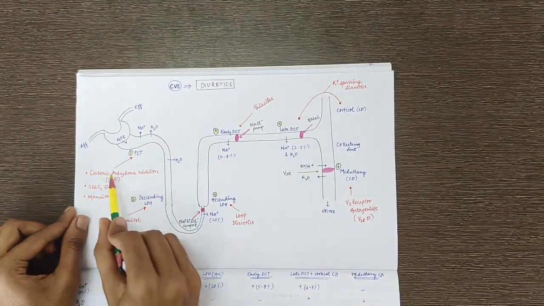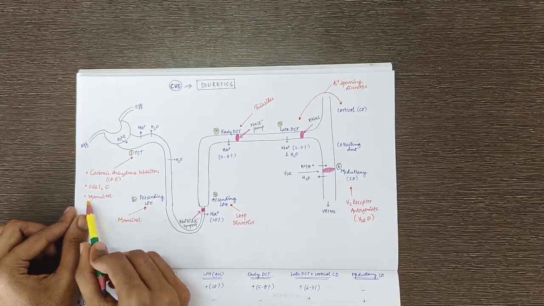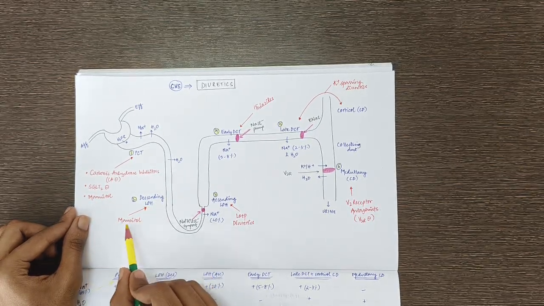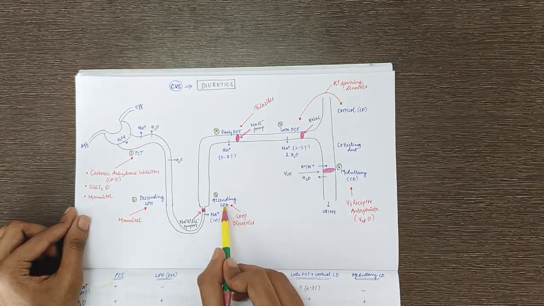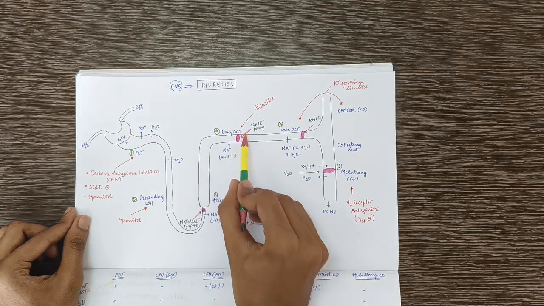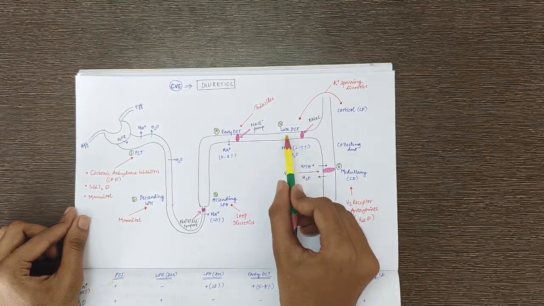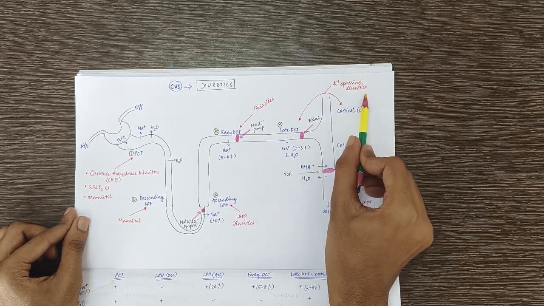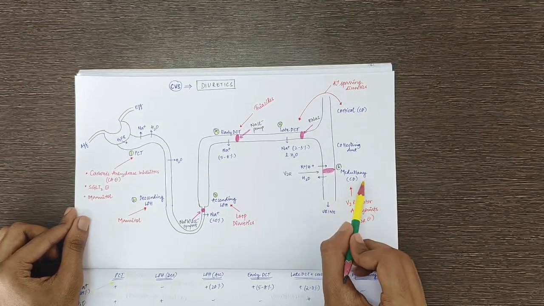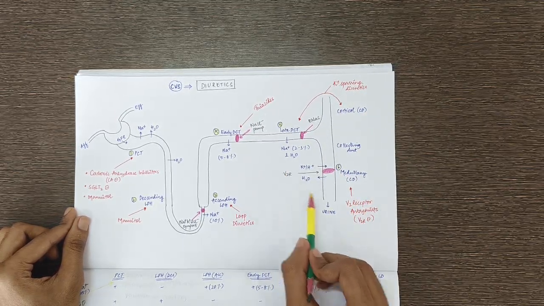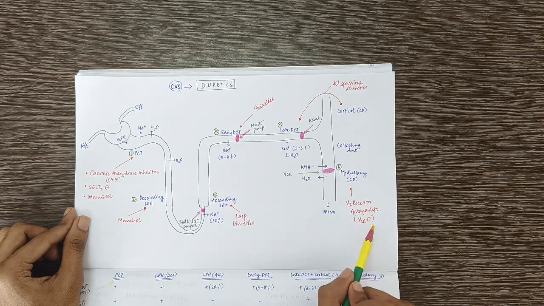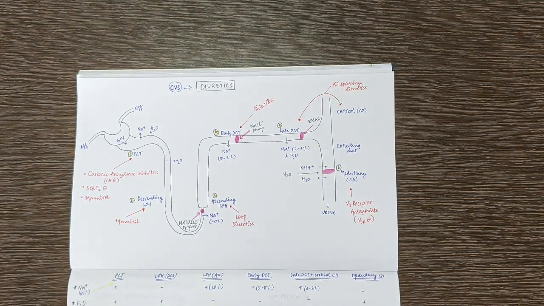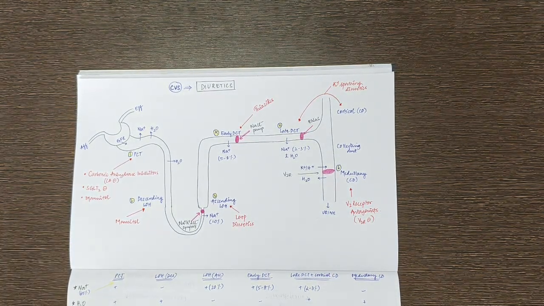In PCT it is carbonic anhydrase inhibitors, SGLT2 inhibitors, and mannitol. In descending loop of Henle it is mannitol alone. In ascending loop of Henle it is loop diuretics. In early DCT it is thiazides. In late DCT and cortical collecting duct together it is potassium sparing diuretics. In the last, medullary collecting duct, we are going to see V2 receptor antagonist. We will discuss in detail each classification of these drugs.